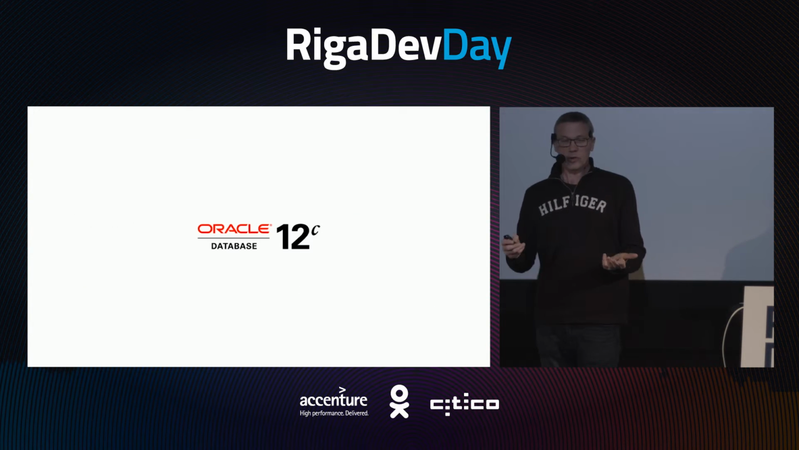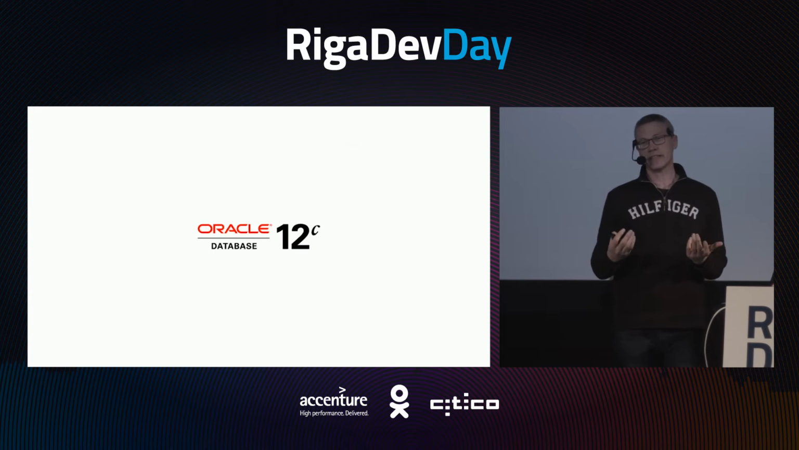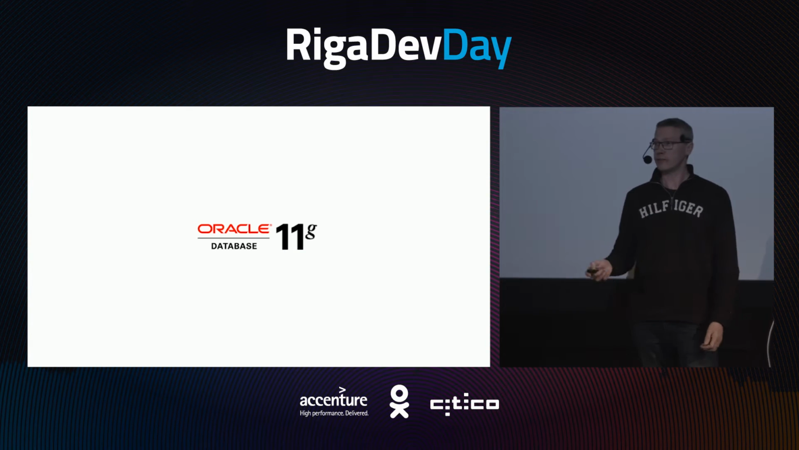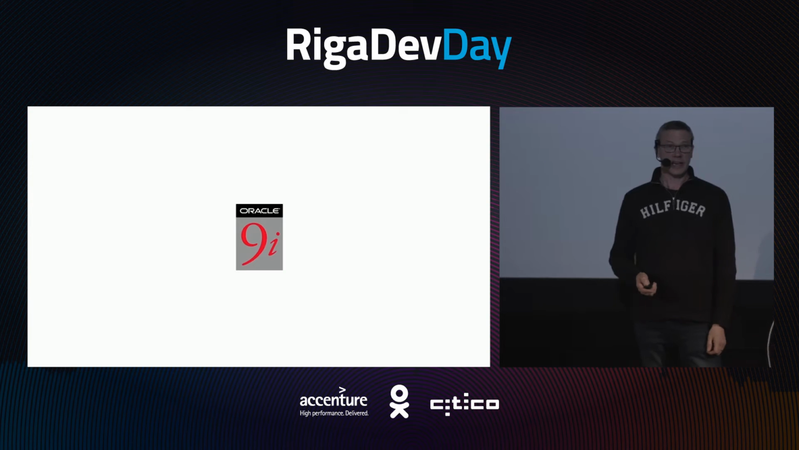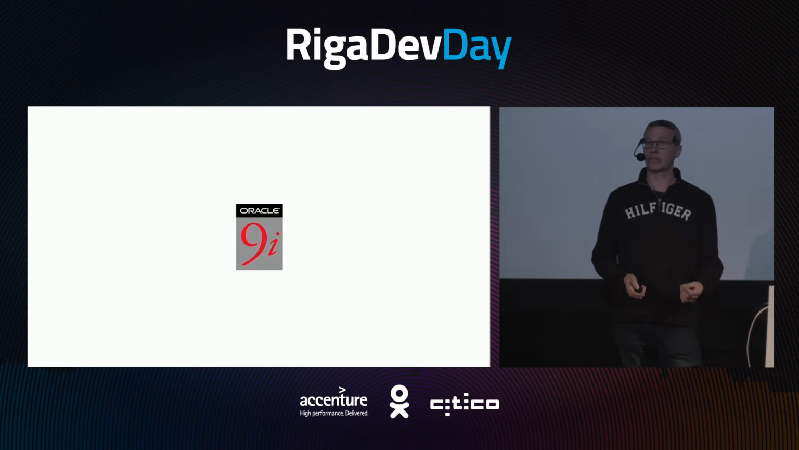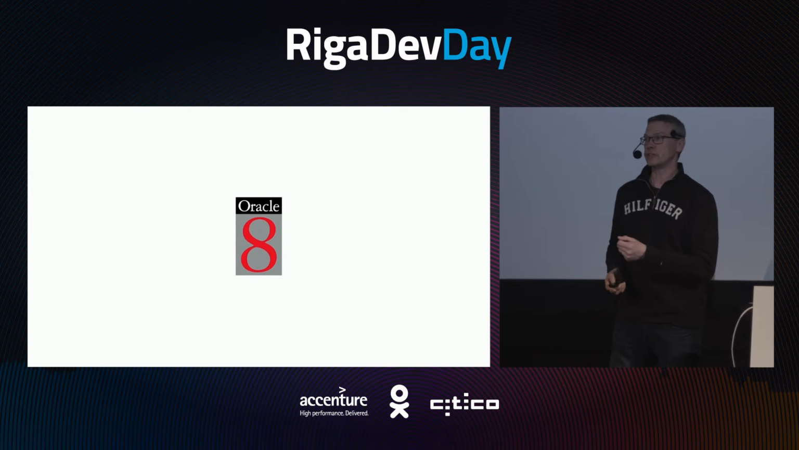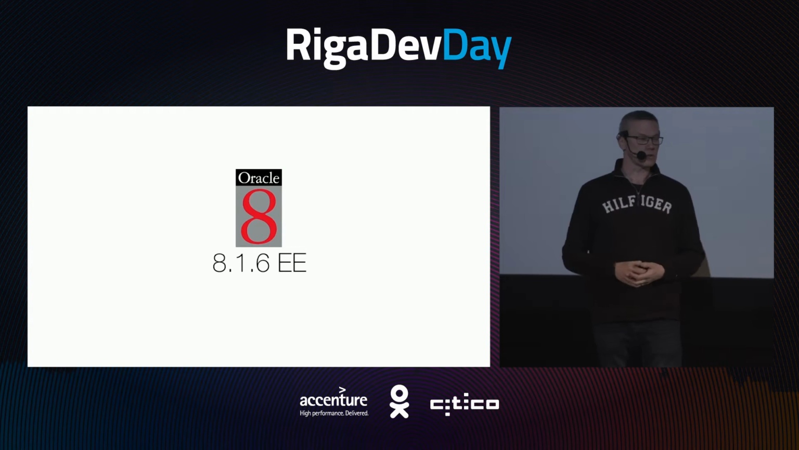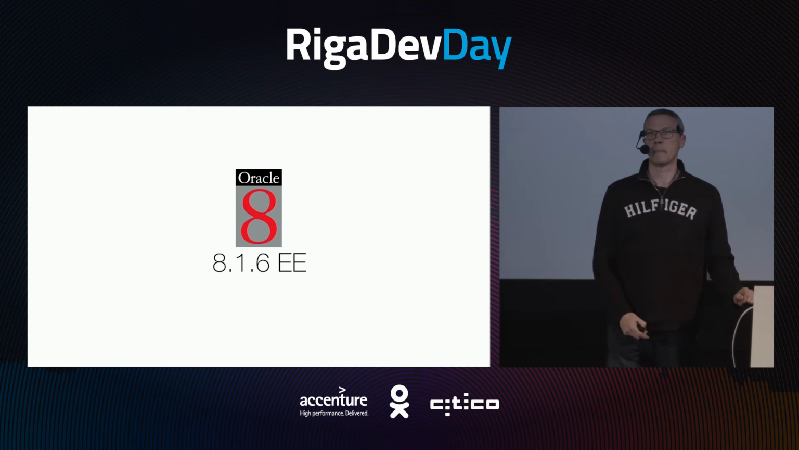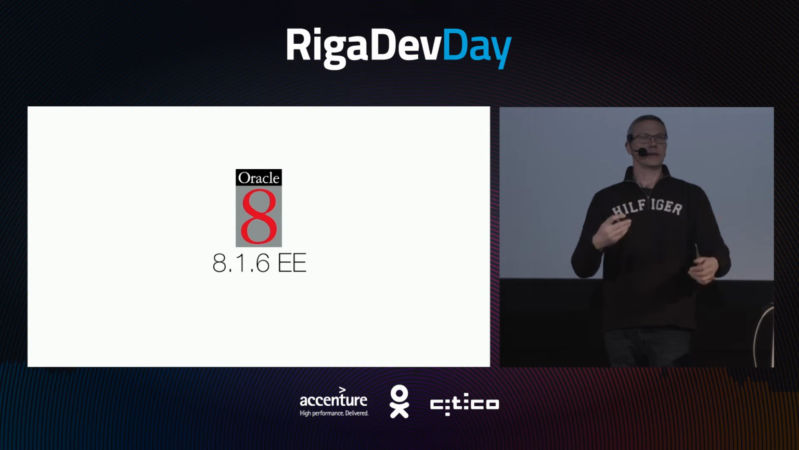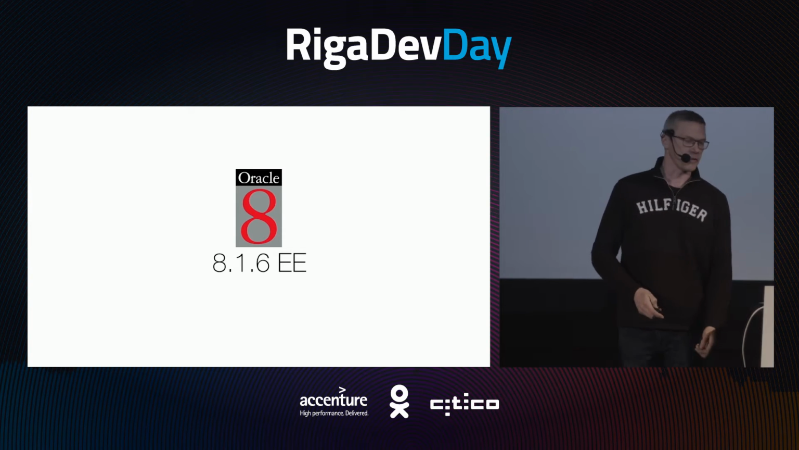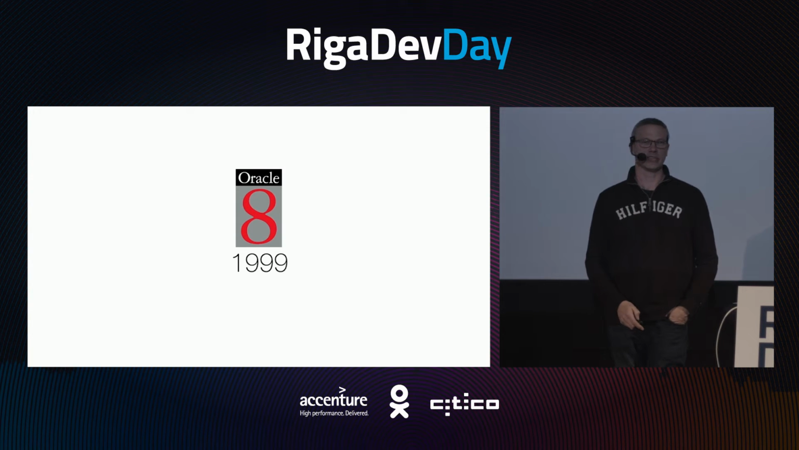Analytic functions are not a new thing. It's not like they were introduced in Oracle 12. They weren't even introduced in 11 or 10. Even 9 already had them. They were introduced in Oracle 8, so that's real old stuff. To be more specific, they were introduced in 8.16, the Enterprise Edition. So when was Oracle 8.16, the Enterprise Edition, released? 90 something. 1999, to be more exact.